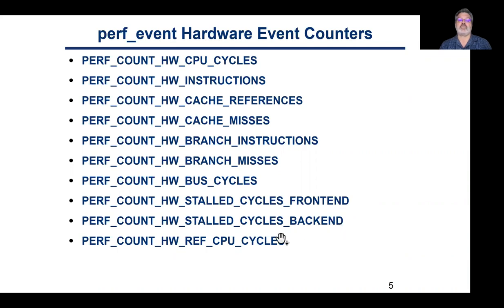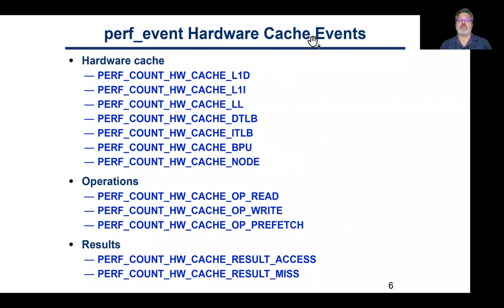CPUs can vary their frequency, and so you can either measure cycles or reference cycles. The time for the regular cycles can change based on changes to clock frequency. The reference CPU cycles are stable. There's also a bunch of hardware cache events, so you can look at L1 instruction and data cache, last level cache, translation lookaside buffers, and the branch processing unit. And this is a general thing that has a bunch of modifiers that you can add to it.